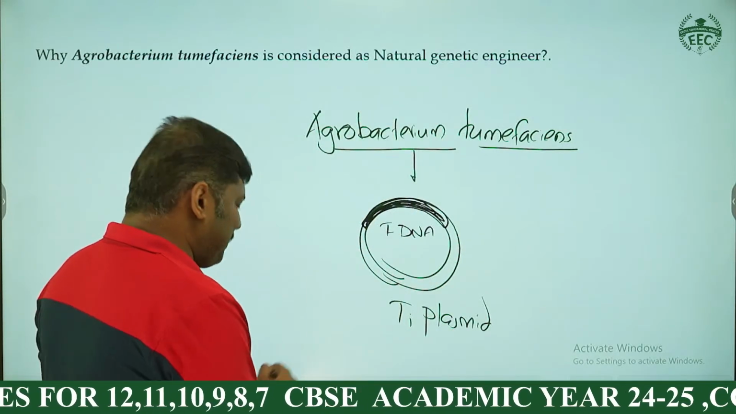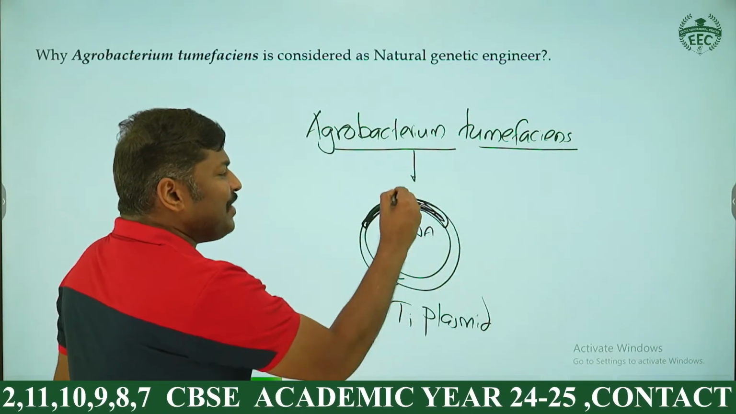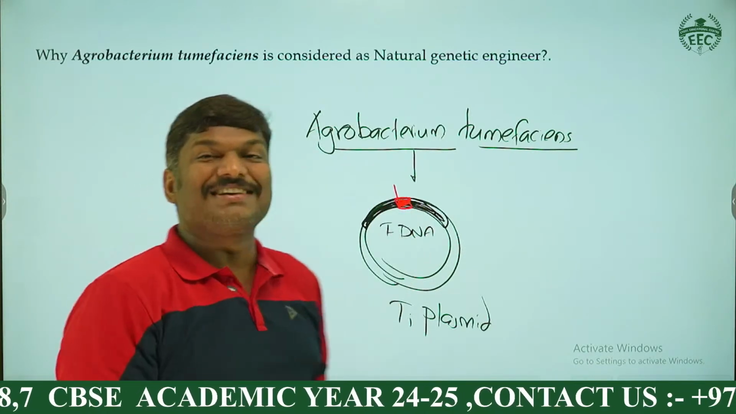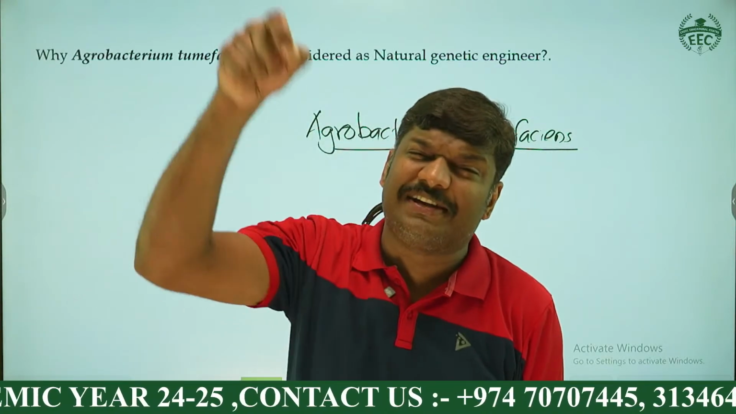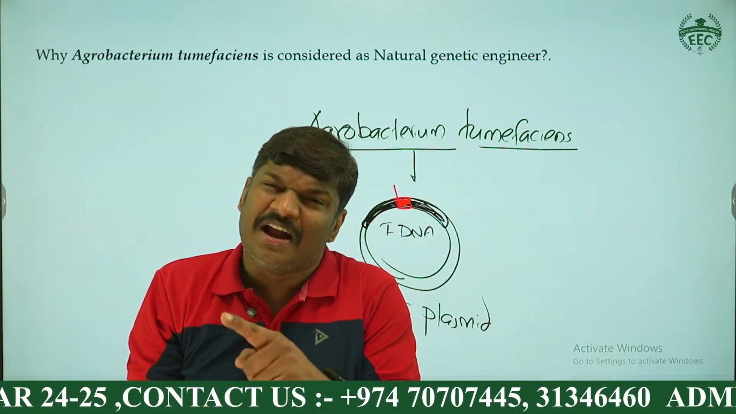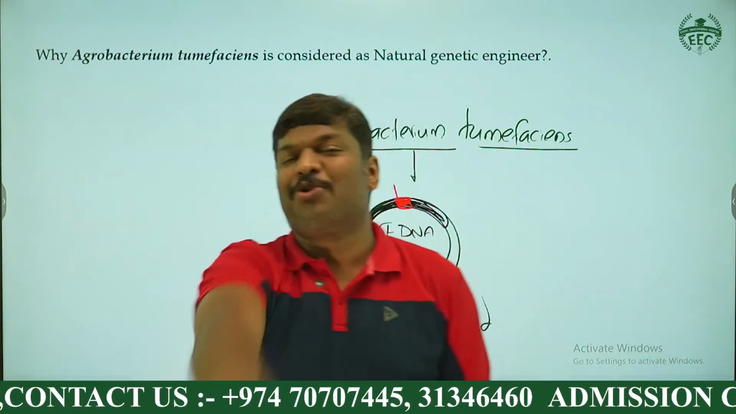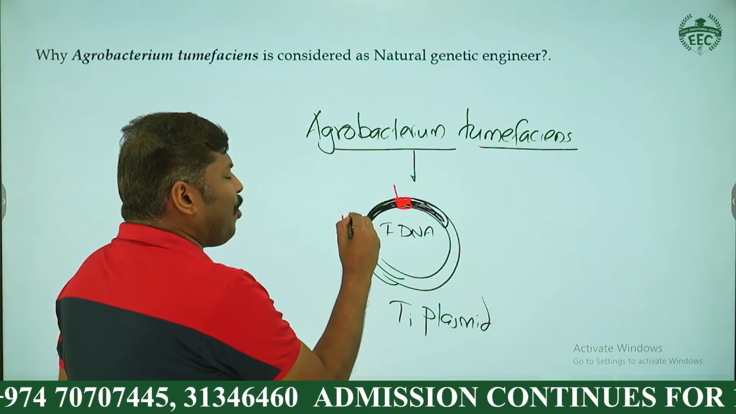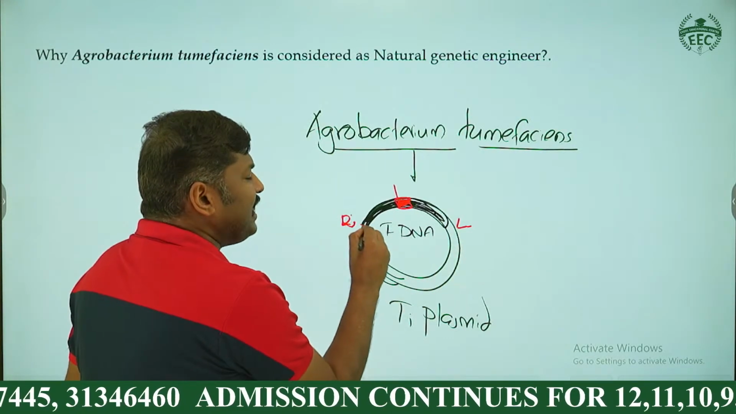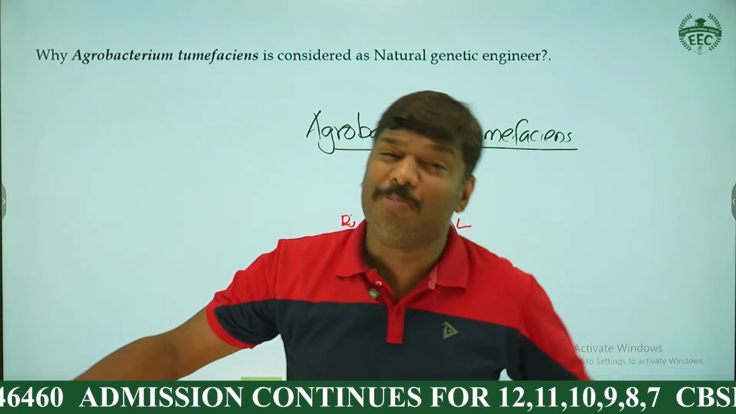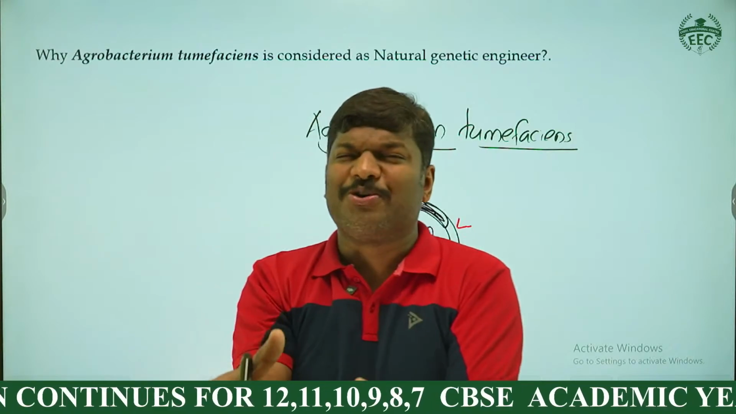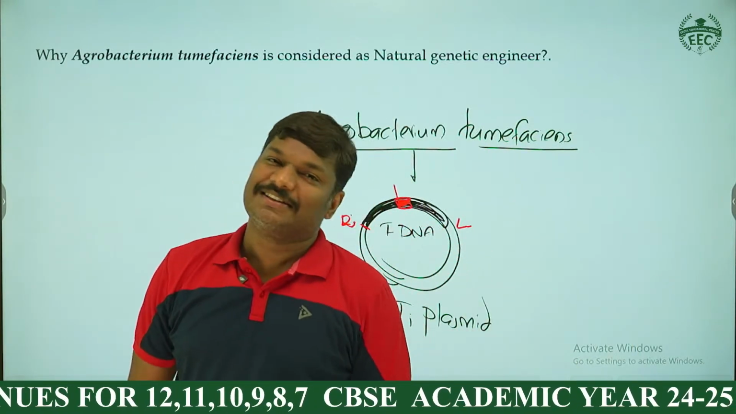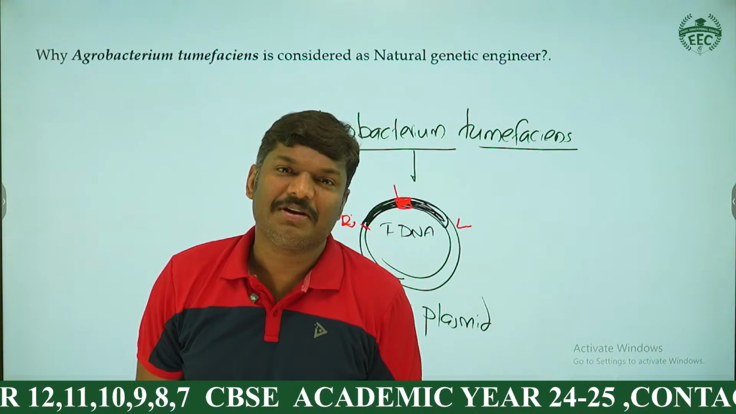So what will happen, my dear students? What are we doing? We are inserting a foreign gene in the T-DNA. When you insert a foreign gene in T-DNA, it can transfer into the host, but it cannot cause tumor because of the tumor-causing area. This is the right border, and this is the left border. In between, there are genes producing different types of phytohormones, auxin, cytokinin, gibberellin, in that area, my dear student. Phytohormones are plant hormones.